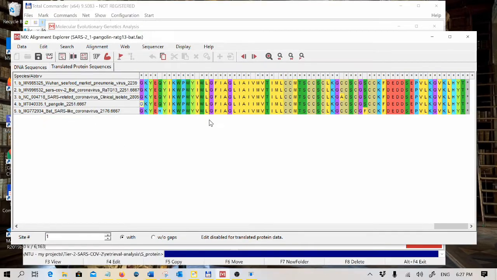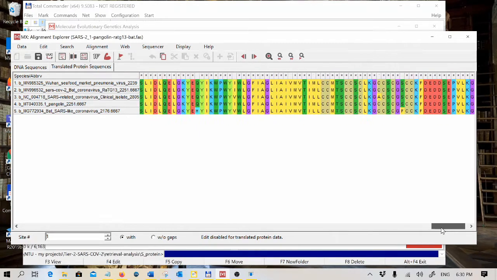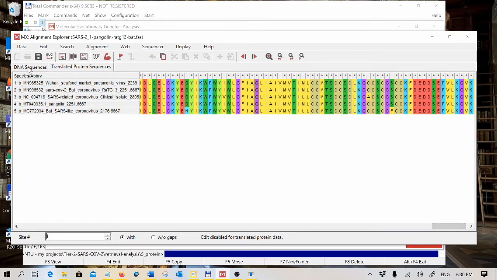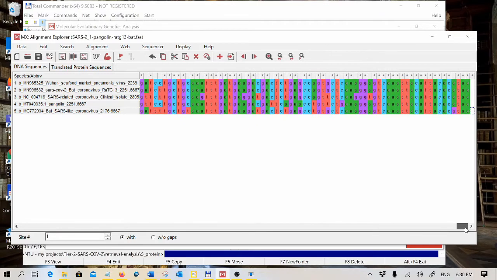So now let's take a look. Okay, we see here pretty strong conservation of all the positions in the protein amino acid sequence. Sporadically here and there we see mutations, one or two, but most of the time the sequences are quite conserved. But what if we look at the corresponding DNA sequences? We see that there's quite a variation in here. So how can this be? The answer is like this.